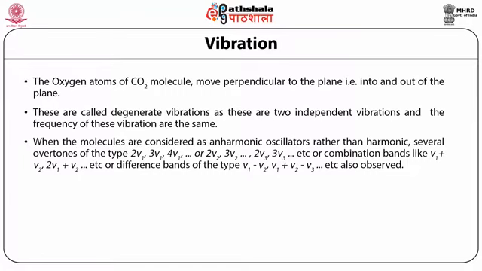When the molecules are considered as anharmonic oscillators rather than harmonic, several overtones of the type 2 nu1, 3 nu1, 4 nu1 or 2 nu2, 3 nu2, 2 nu3, 3 nu3, etc., or combination bands like nu1 plus nu2, twice nu1 plus nu2, etc., or difference bands of the type nu1 minus nu2, nu1 plus nu2 minus nu3, and so on, are also observed.